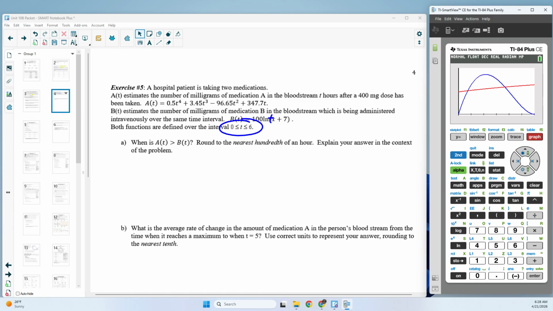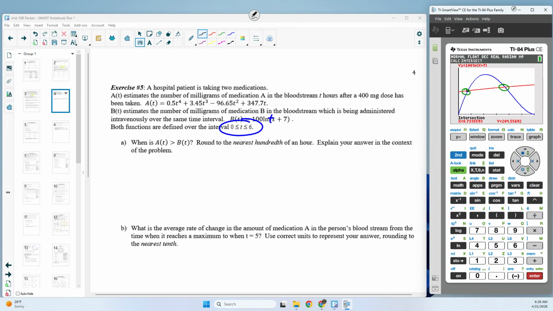So we need to find when A of T is greater than B of T. If I do a quick check, A of T is in the blue. So I'm really looking from this time to that time, so I need to find those 2 intersections. So I go second, calc, intersect. I'm going to find them from left to right, which isn't totally necessary. I'm close enough now that I'm closer to the one on the left than the one on the right, so I can press enter 3 times.